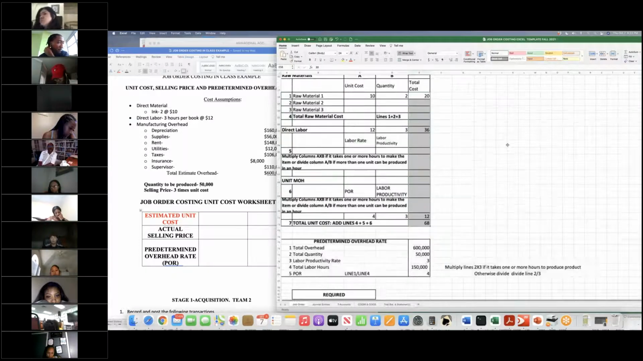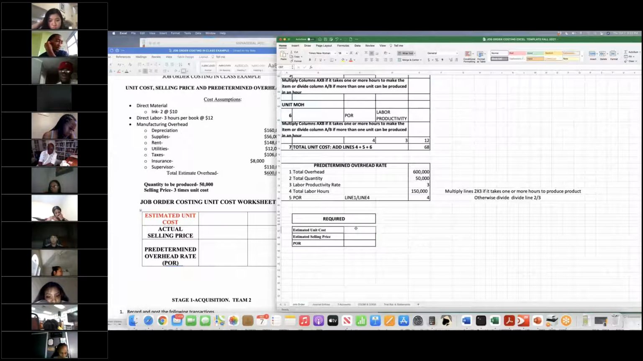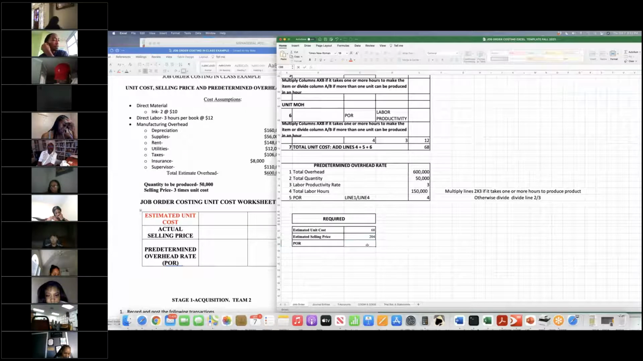What's our selling price going to be? 204. How do we get 204? 68 times 3. And what does 3 represent? The selling price multiple. So 204. And we said the POR was what? 4. Are there any questions by anybody on this?